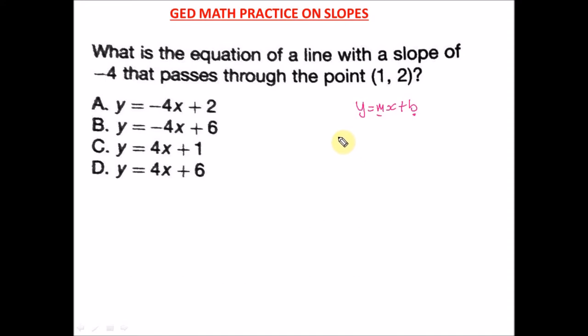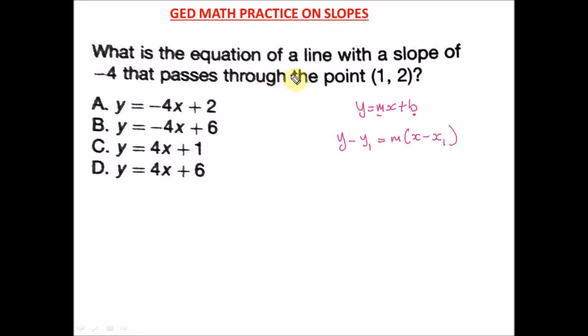Then you have the point slope formula, where you have y minus y1 is equal to m brackets x minus x1, where you put in your points. That's the coordinate point you're being given. All right, so now we're going to be explaining where you can apply these two formulas in the questions I have here. So this first question says, what is the equation of the line with a slope of minus 4 that passes through this point?